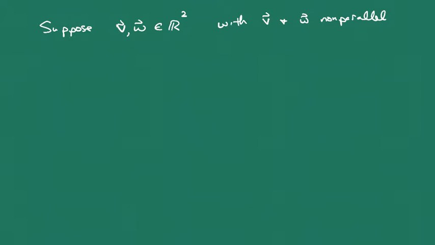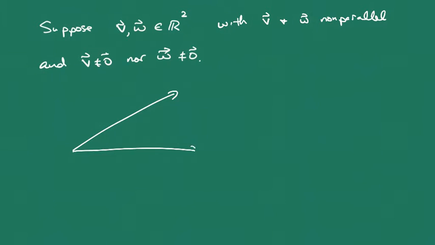So now, let's suppose that we have two vectors. Let's call them v and w. In particular, in this case, we're going to assume that we are in the plane. We also want to assume that v and w are non-parallel vectors, and that neither v is the zero vector nor w is the zero vector.